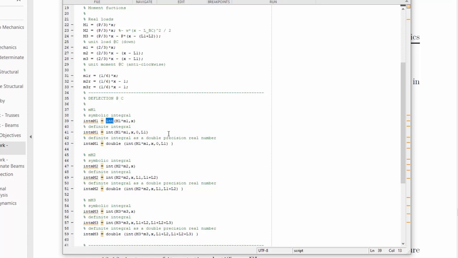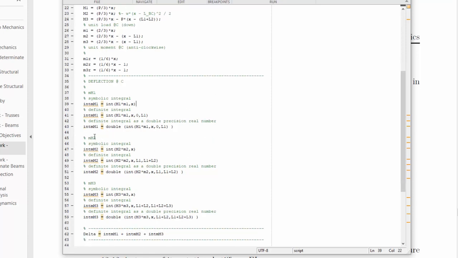In this case, with this extra input, I'm performing the definite integral. So I integrate over x, but I'm integrating between 0 and L1, so between 0 and 2 meters. That will give you a symbolic output, as we'll see in a second. And finally, I'm going to convert that to a double precision real number.